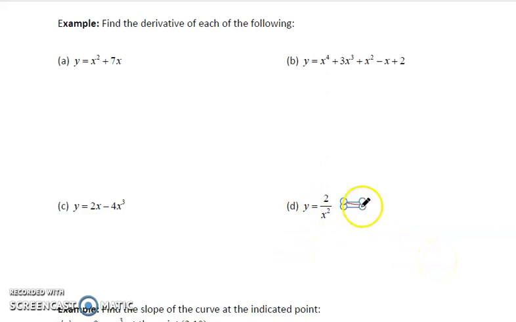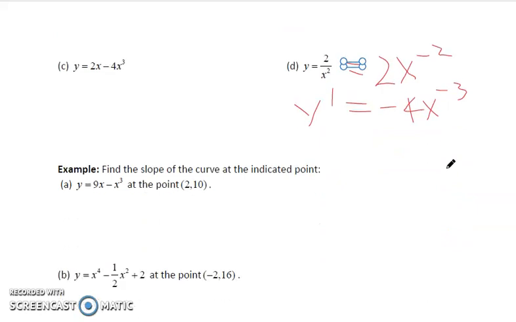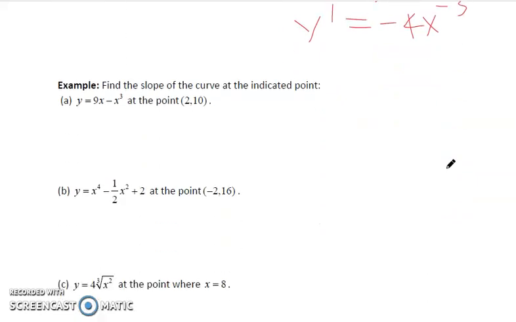But for D, you should first of all write this as 2x to the negative 2, and then apply your derivative to that. So y prime would be equal to negative 2 times 2, which is negative 4, x, and negative 2 subtract 1 is negative 3 for your power. You can leave it like that if you like, or you could write it as -4 over x to the power of 3. Now I'm running out of time here, but I'd like to show you the example that comes below that.